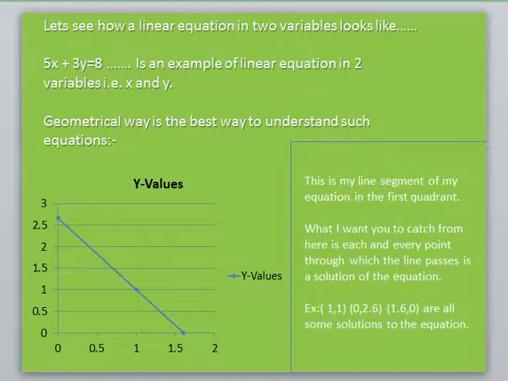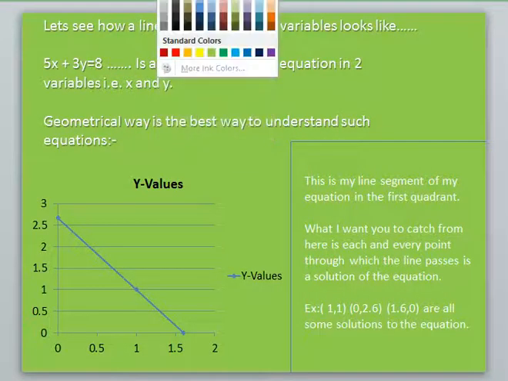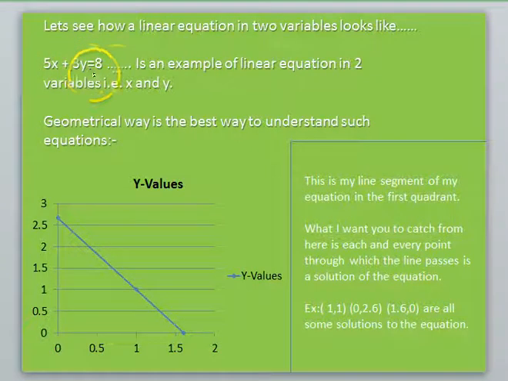Let's see how a linear equation in two variables looks. 5x plus 3y is equal to 8 is an example of a linear equation in two variables. The two variables I mean here are x and y rather than the numbers 5 and 3. The geometrical way is the best way to understand such equations.